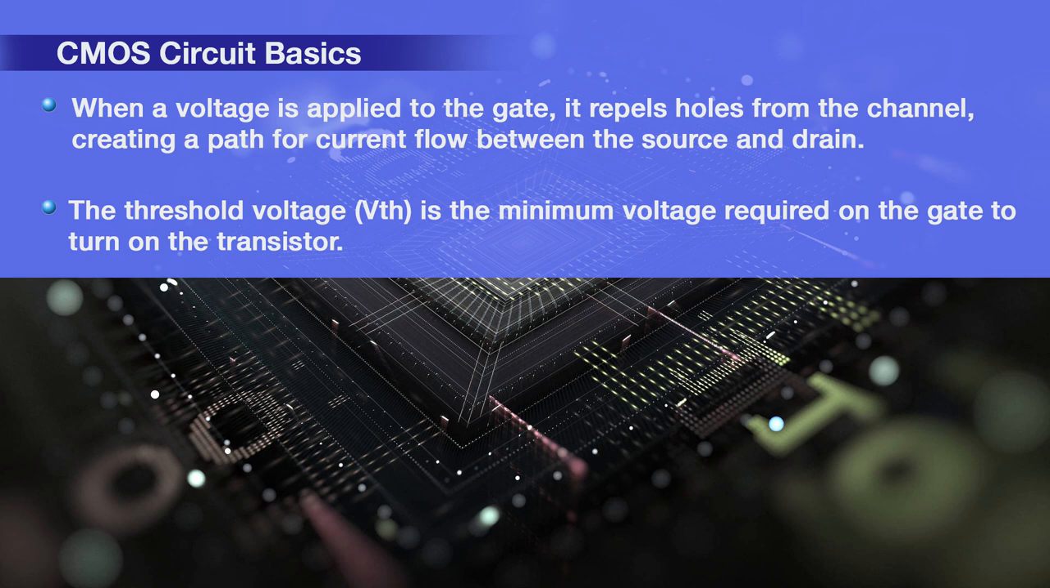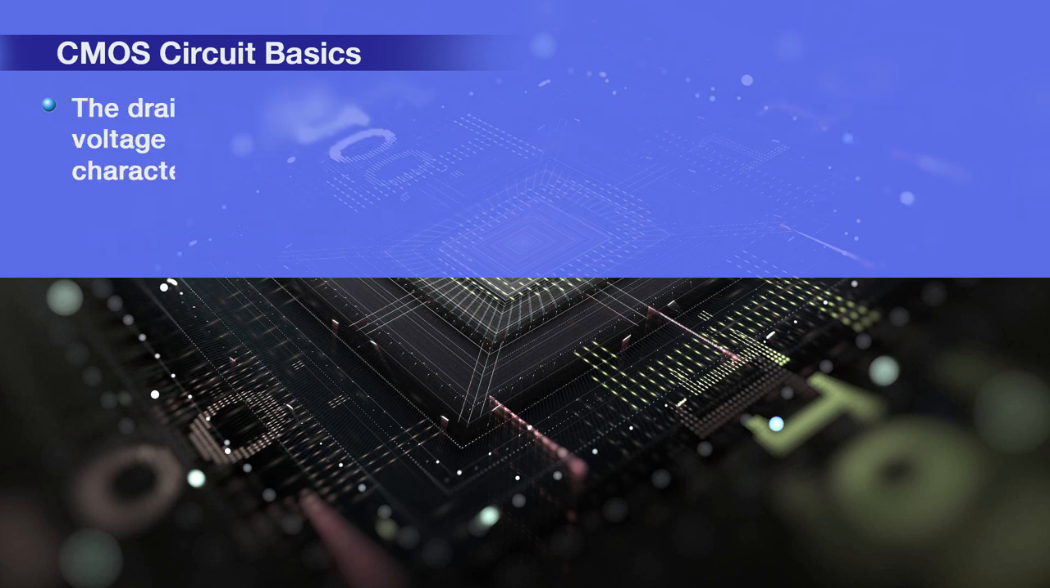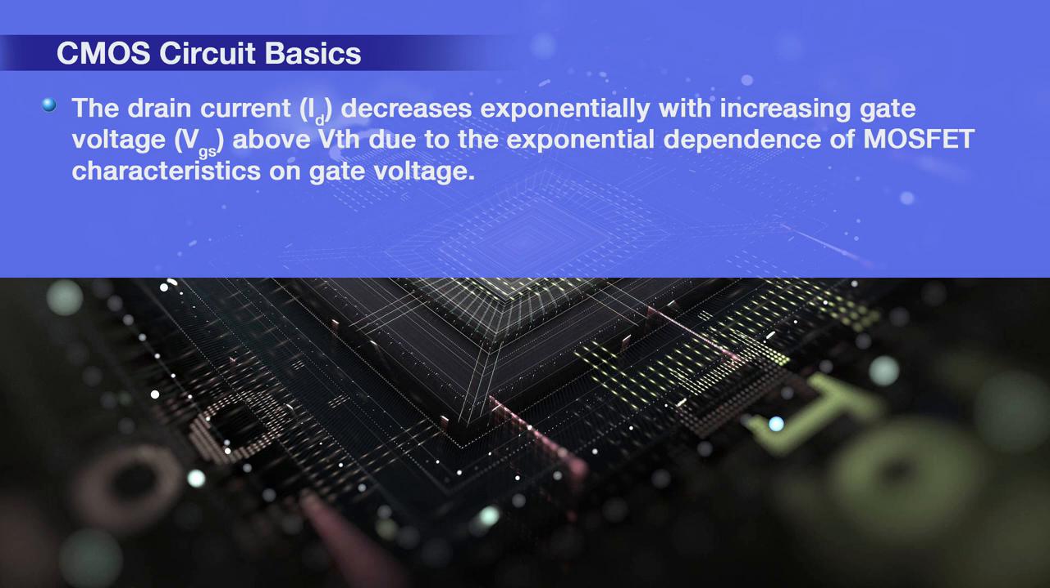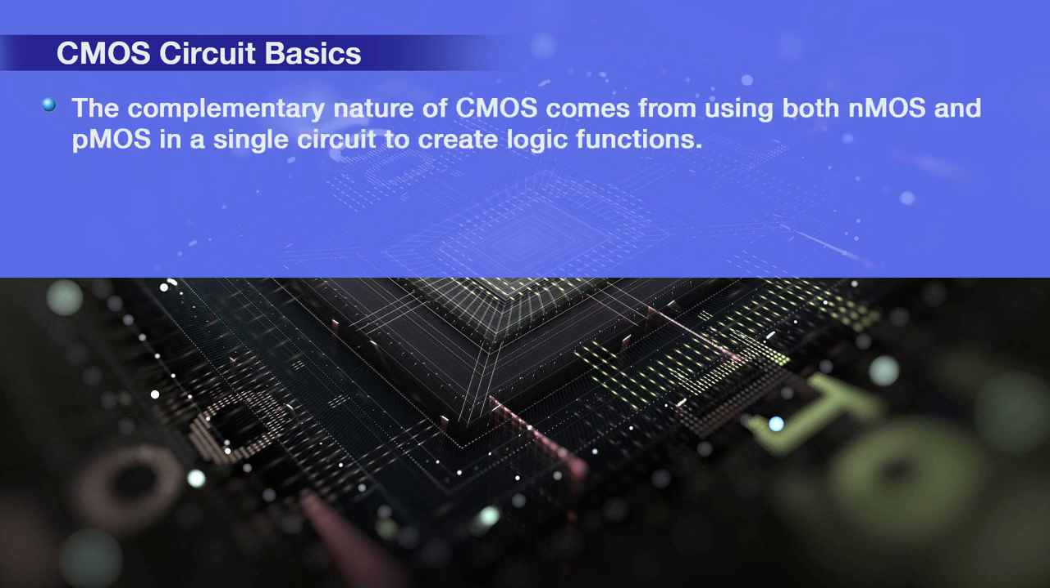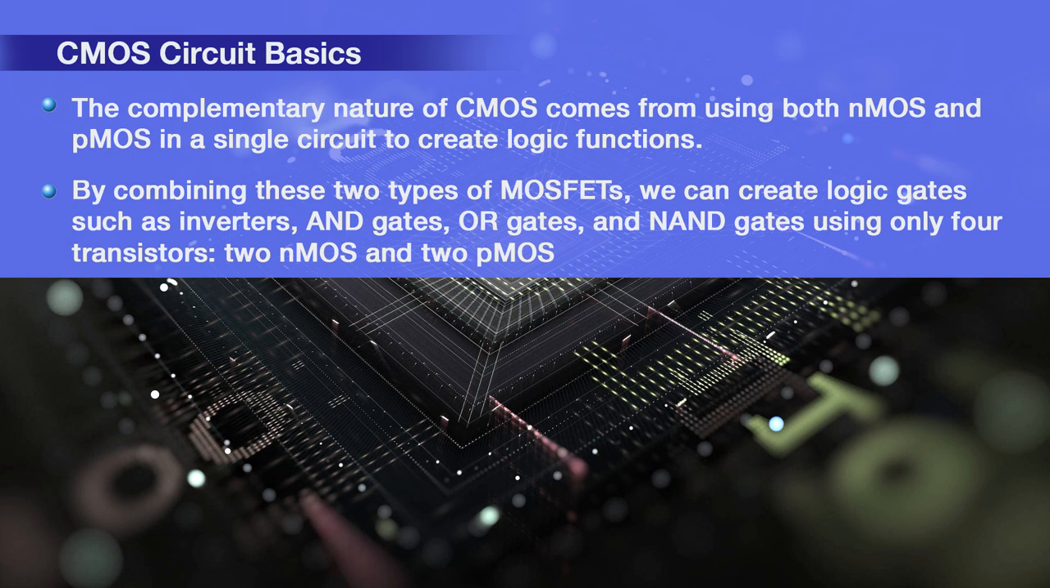The threshold voltage, VTH, is the minimum voltage required on the gate to turn on the transistor. The drain current depends upon the gate voltage. No current flows below the threshold voltage. Once the threshold voltage is reached, the drain current starts flowing in the circuit. The complementary nature of CMOS comes from using both NMOS and PMOS in a single circuit to create logic functions. By combining these two types of MOS, we can create logic gates such as inverters, AND gate, OR gate, NAND gate using only transistors, that is NMOS and PMOS.